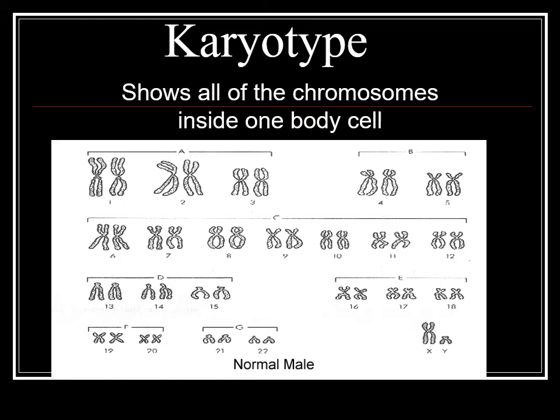Now your 23rd set over here, these are your sex chromosomes. They determine if you are a male or a female based on which one of those you inherit. And so they're kind of separated away because they aren't necessarily homologous chromosomes like the rest are. So remember, homologous chromosomes are chromosomes that are the same size, same shape, same traits on them.